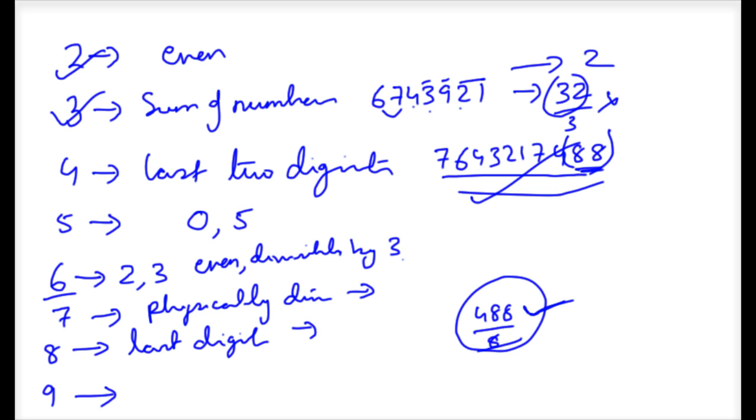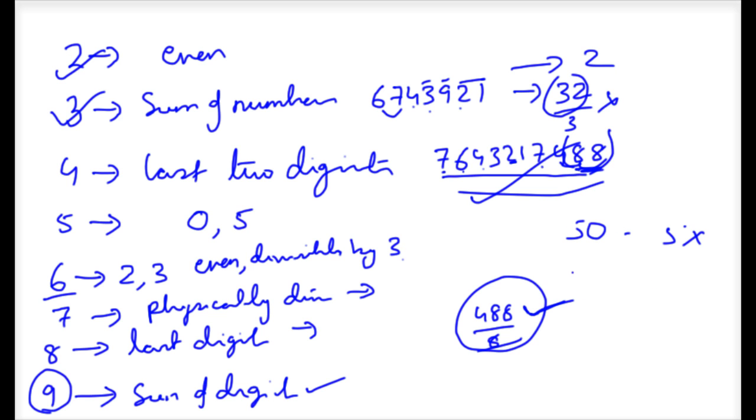Then the test of divisibility for 9: a number is divisible by 9 if the sum of digits is divisible by 9. So if you have the sum of digits divisible by 9, then the number is divisible by 9. Let's check whether this is divisible by 9. 8 plus 8 is 16, 16 plus 4 is 20, 27, 30, 33, 37, 37 plus 6 is 43, 43 plus 7 is 50. So here the sum of digits is 50, 5 plus 0 is 5, and 5 is not divisible by 9, so this number is not divisible by 9.